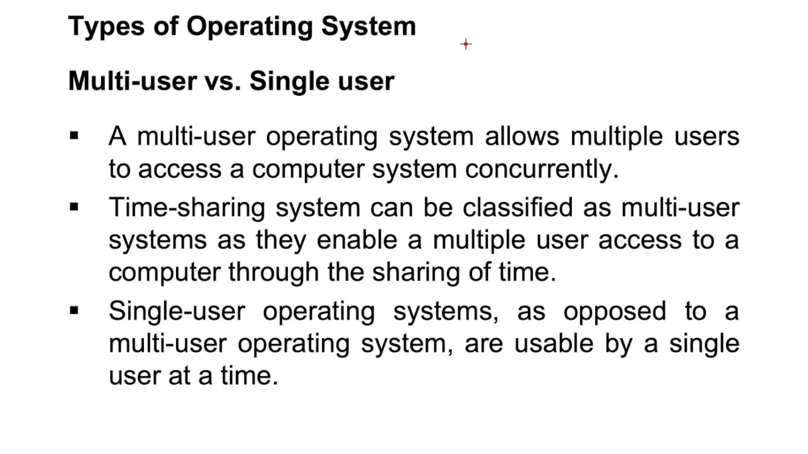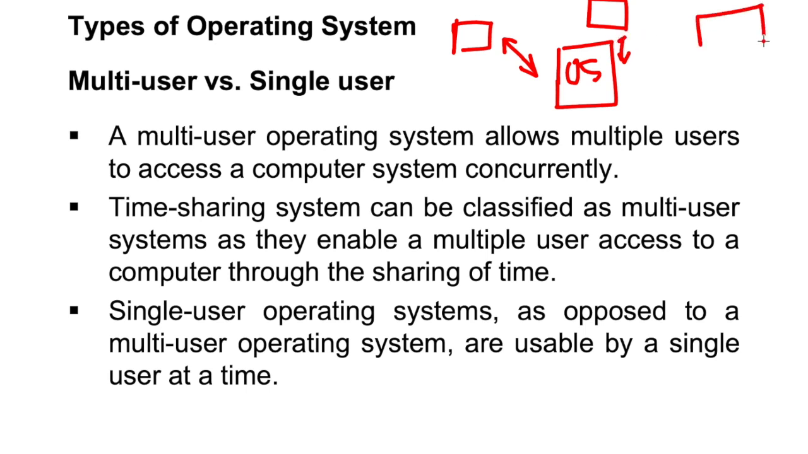So a multi-user operating system will allow, if this is the system and it is running a multi-user operating system, multiple other computers to interact with it, or share the resources of this multi-user operating system. Similarly, there are other computers that can interact and use the resources of this system. So this is a multi-user operating system.